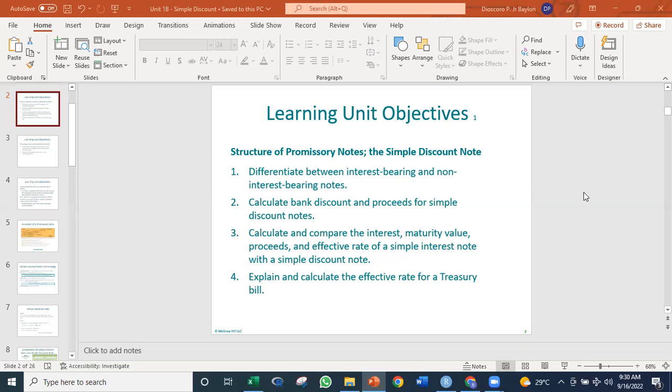Now, we're going to continue our discussion on promissory notes and the simple discount note. So let's briefly look at the objectives that we have for this topic. Number one is differentiate between interest-bearing and non-interest-bearing notes.